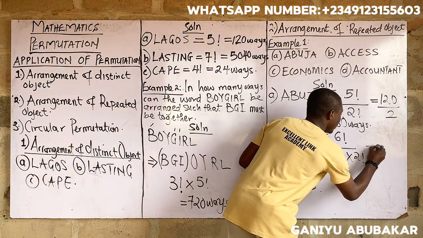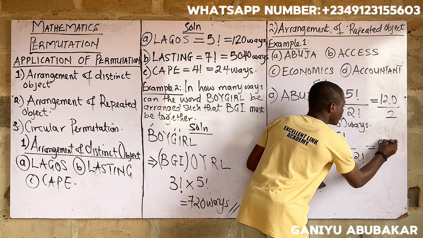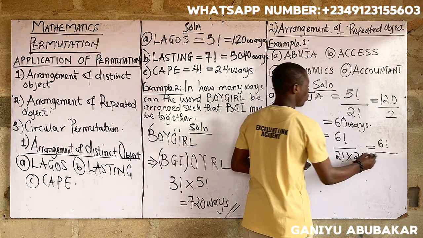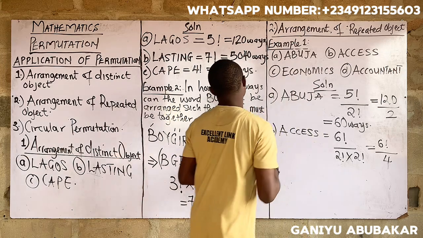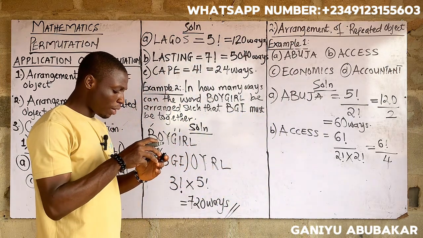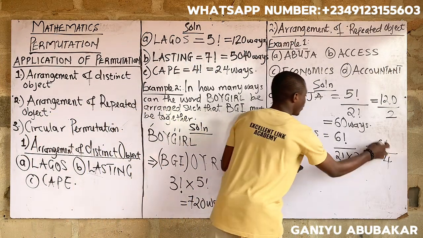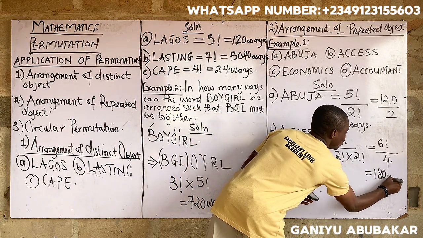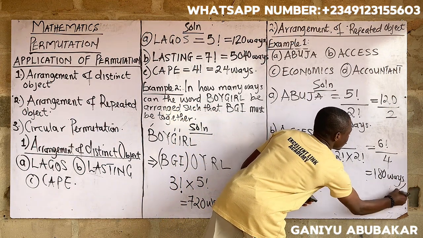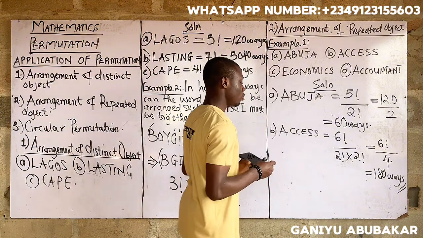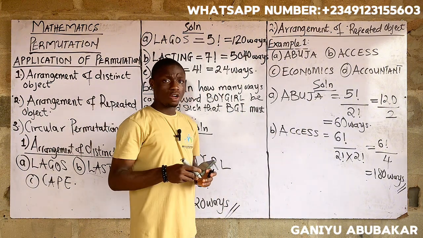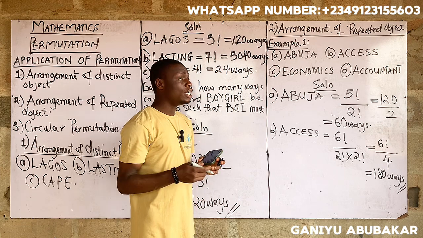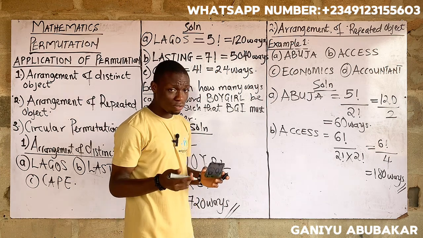What I get here is equal to 6 factorial all over, 2 times 2, this is 4. What is the value of 6 factorial? If I divide 6 factorial by 4, I'll have 180 ways as my answer to that particular question. Observe the way I just differentiated the first application and the second one, right?